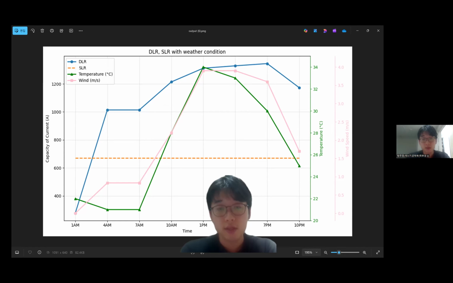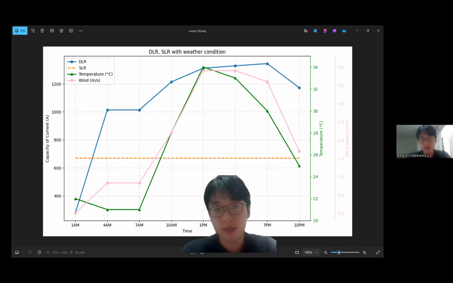SLR, static line rating, is a fixed conservative capacity limit. It is calculated based on worst-case weather assumptions, such as high ambient temperature and low wind speeds. Because it remains constant regardless of actual conditions, it ensures safety.